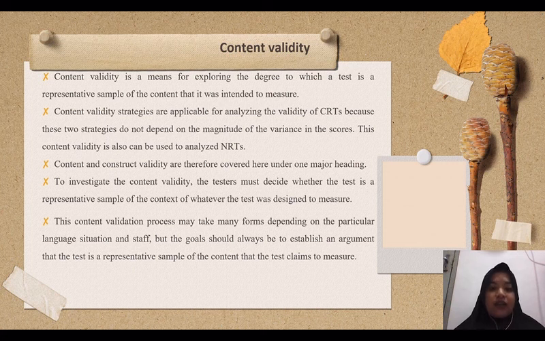To investigate the content validity, the testers must decide whether the test is a representative sample of the content of whatever the test was designed to measure. This content validation process may take many forms depending on the particular language situation and style, but the goal should always be to establish an argument that the test is a representative sample of the content that the test claims to measure.